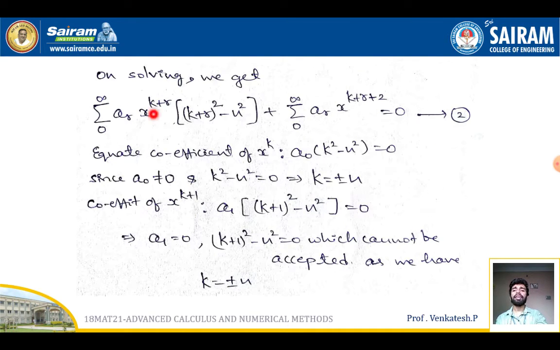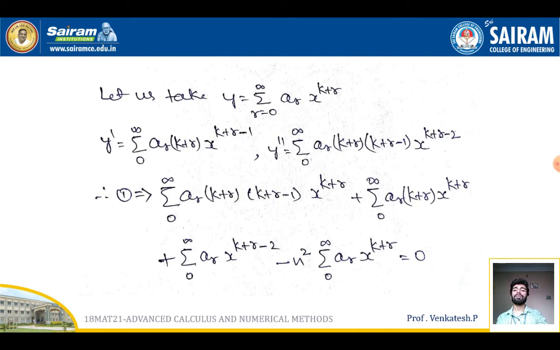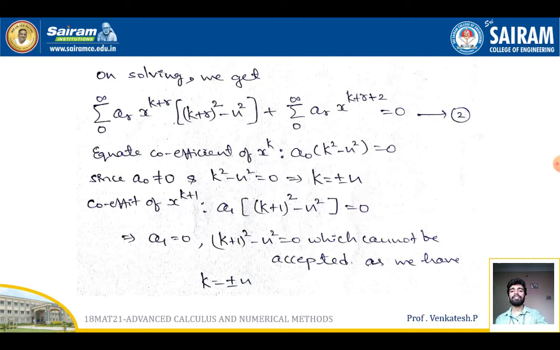Taking summation r from 0 to infinity a r x power k plus r as a common factor from the three terms, I'll get this equation, plus summation r from 0 to infinity a r x power k plus r plus 2 is equal to 0. I'm keeping that as it is. Call it equation number 2.